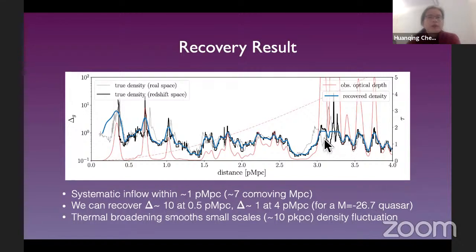But if we are further away from the quasar, the radiation field drops, so there are more saturated pixels. For example, here we cannot recover the density field. And in fact, if we assume that we can only measure the optical depth up to five, then in the region above this dotted line, we can only place a lower limit on the density field. And the last point is that the thermal broadening will smooth the small scale spectra.